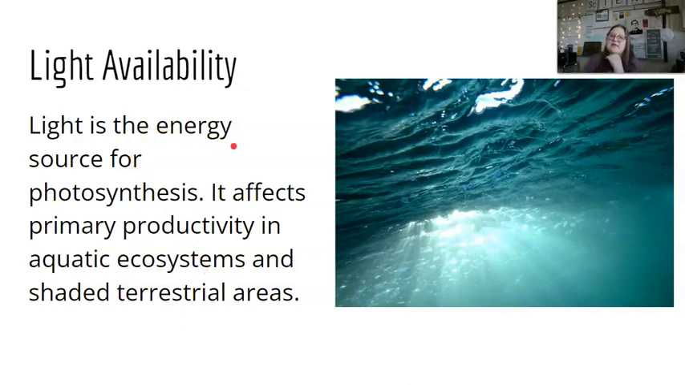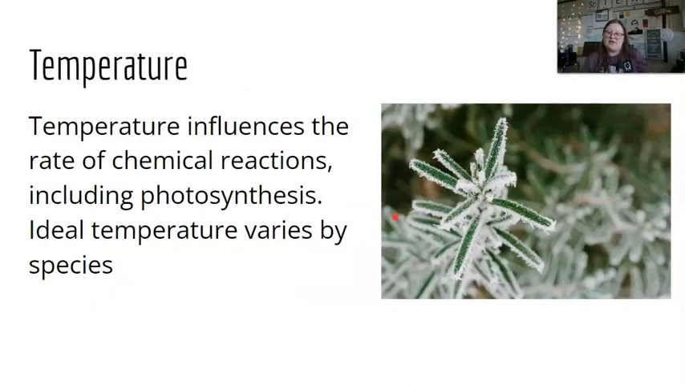So for light availability, light is the energy source for photosynthesis. It affects primary productivity in aquatic ecosystems and shaded terrestrial areas. So out in the world and the nature that we see around us in Oklahoma, sunshine is going to hit a lot of those plants. Even the plants that are in shade, they're not getting as much light, but they are getting some. But if we talk about the ocean, light only gets so deep into that water. So photosynthesis can't happen in most of the ocean. It's only in a fairly thin layer on top.